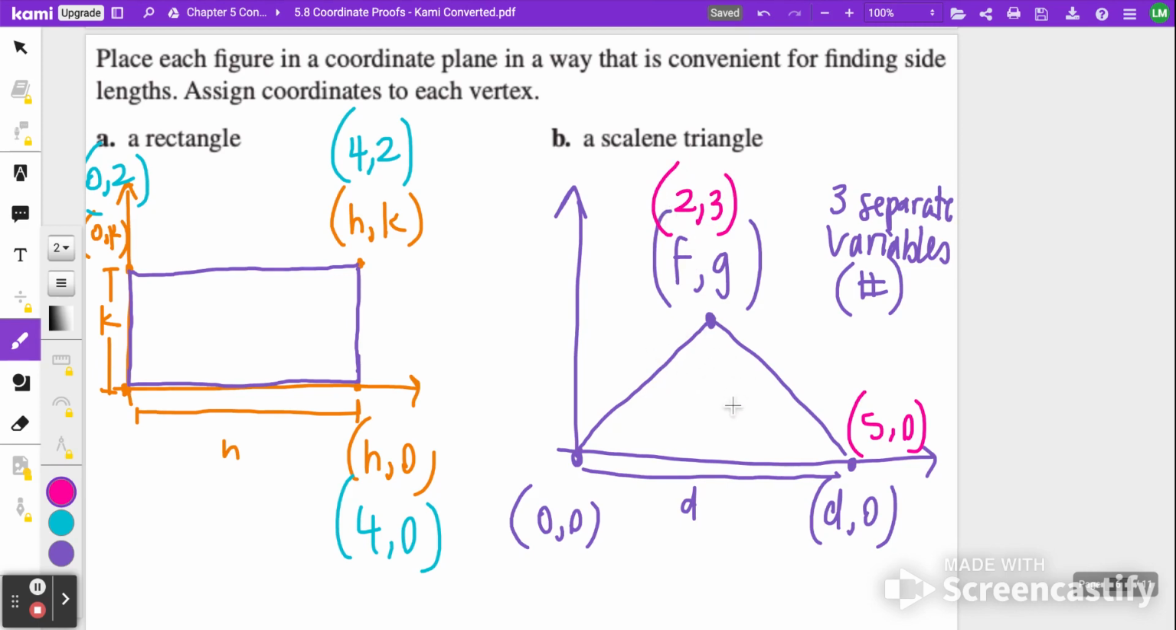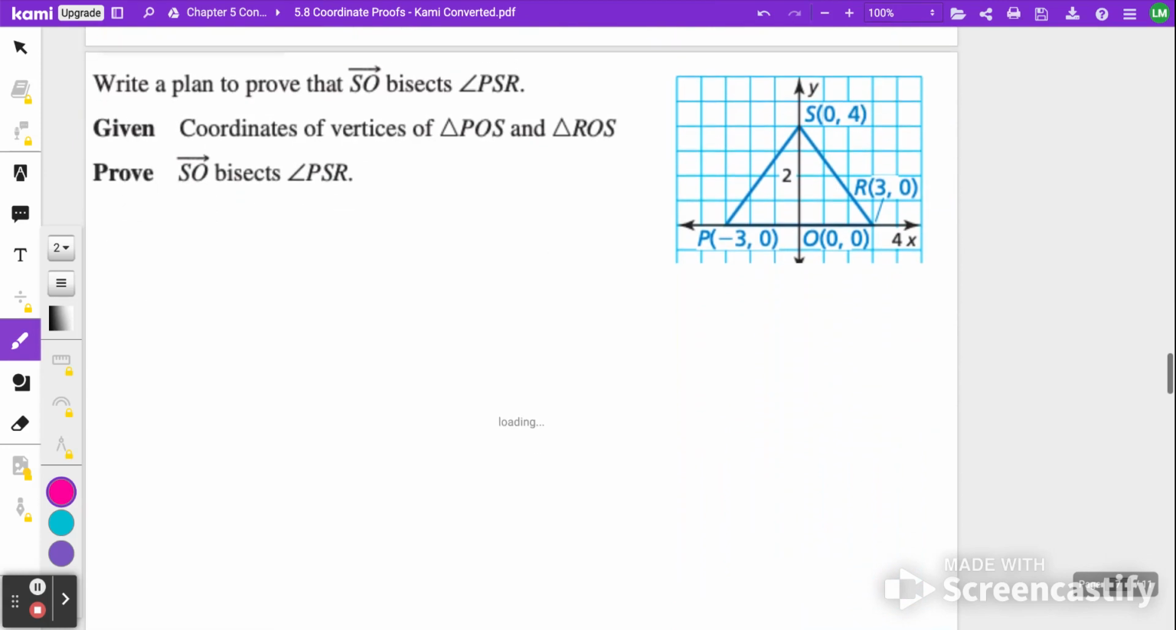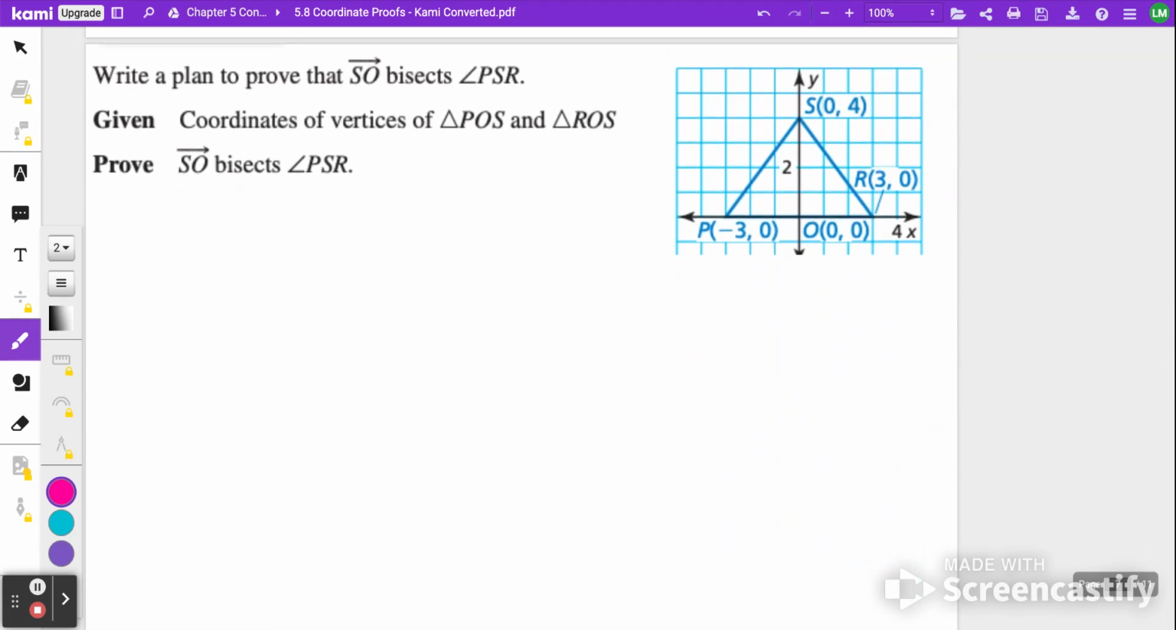I know this one looks more like a scalene triangle, but again, if I would have plotted it correctly, it would look a little bit different. Okay. What we're going to do next is we're going to write a plan to prove that SO actually bisects angle PSR. So go ahead and look to see, here's PSR, and we're trying to make sure, is SO actually bisecting it?